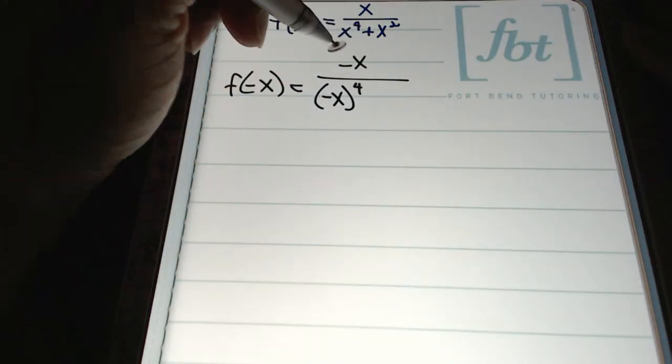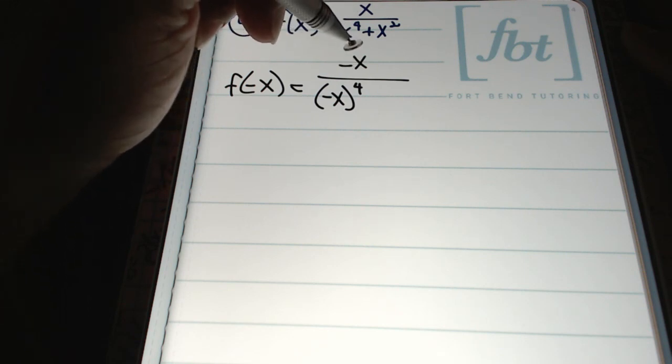Okay, that's supposed to be a 4. Let's fix that 4. That was an ugly 4. This is a better 4. This 4 is better.